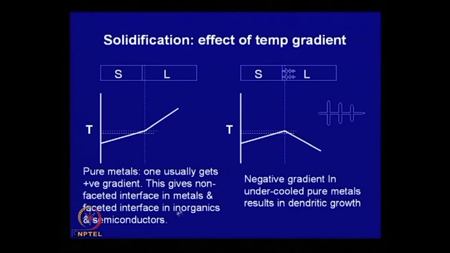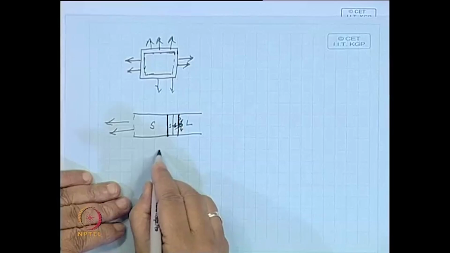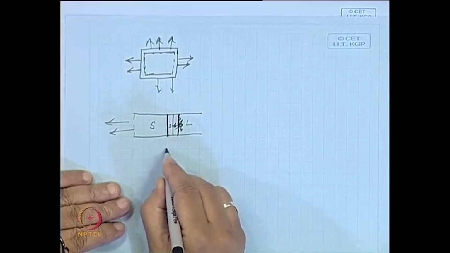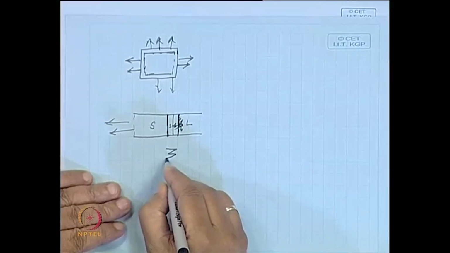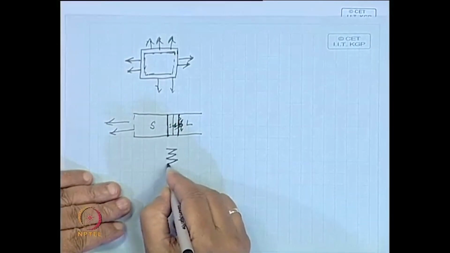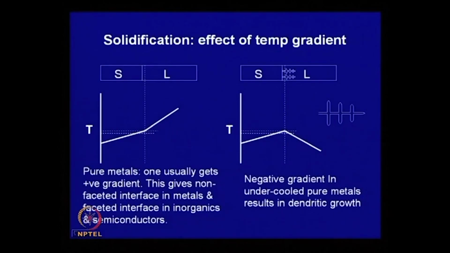But there are certain materials, like some inorganics, where this phase can also be faceted like this. Okay. This kind of faceting can take place in inorganics and some semiconductors. Now, it is also possible to maintain a negative gradient of this type as well, which is a little difficult.